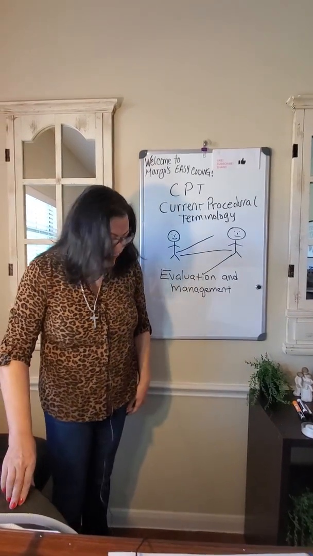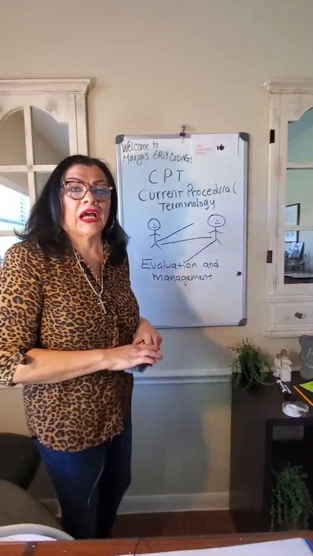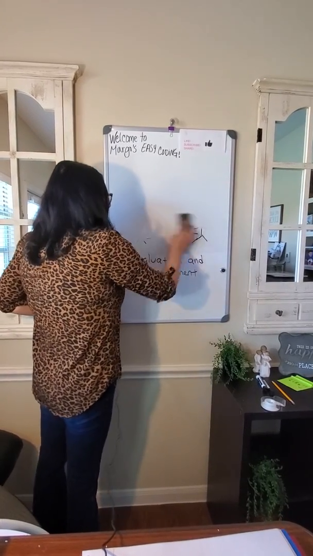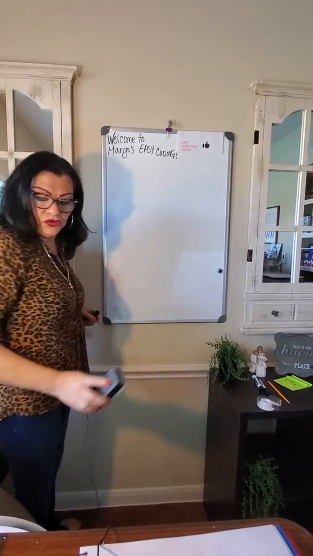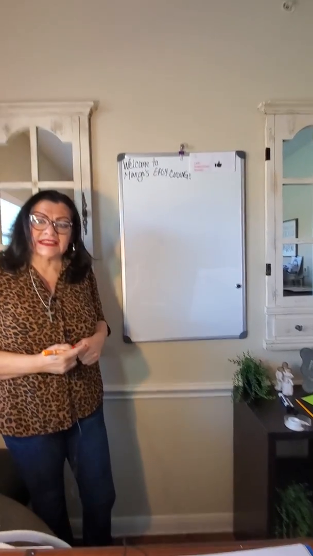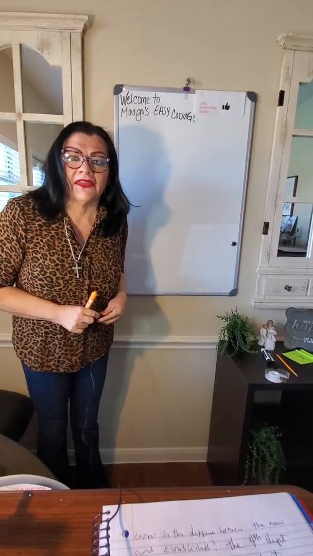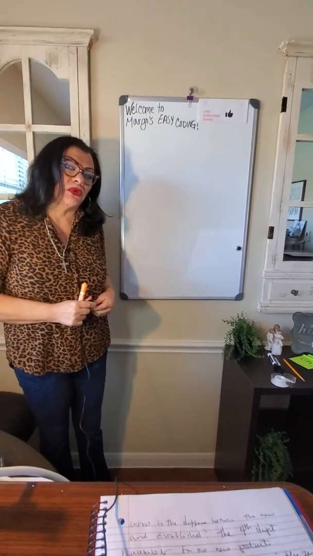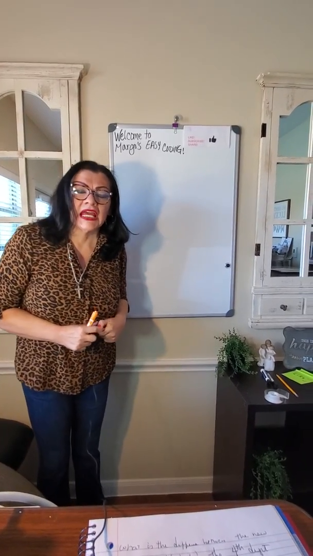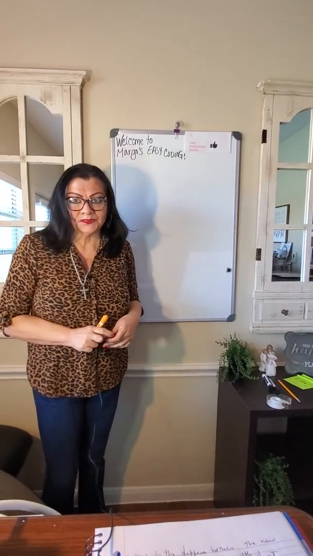The first thing that you need to know when you start coding for an office visit is to decide if you are going to code for a new patient or an established patient. Why do you need to know that? Well, because we have 5 CPT codes for an established patient and 5 CPT codes for a new patient.